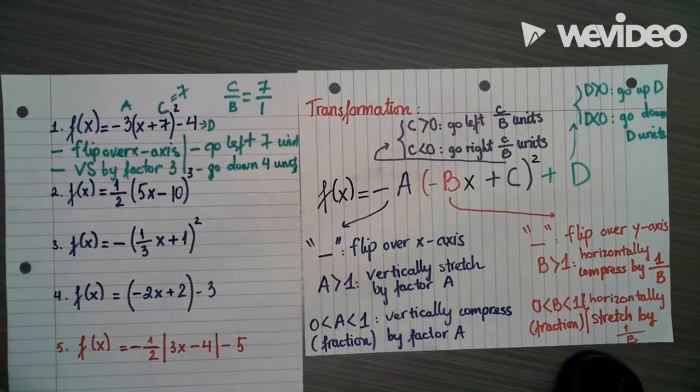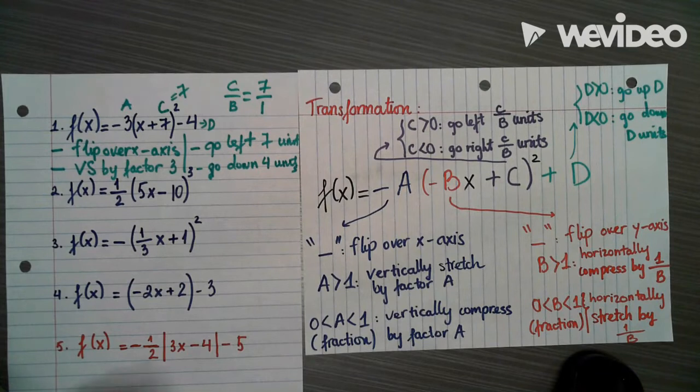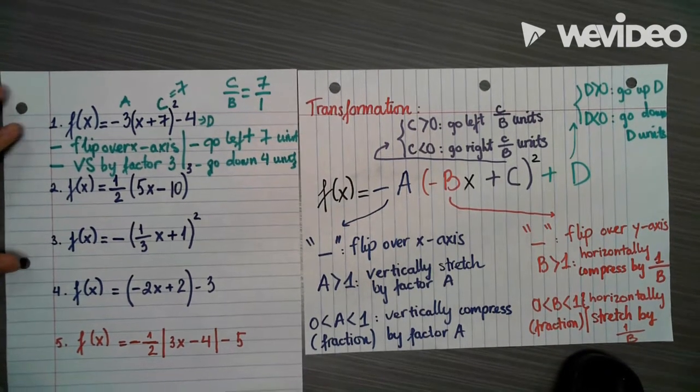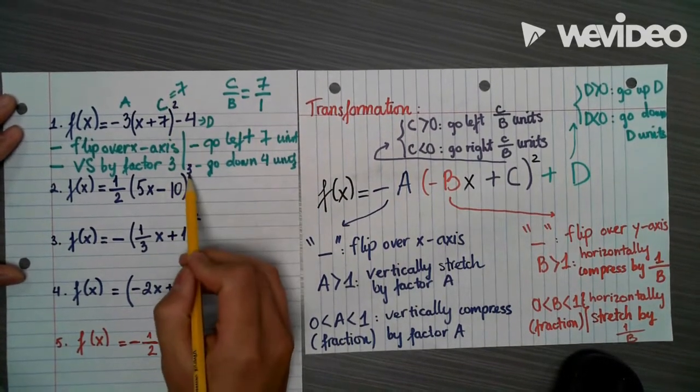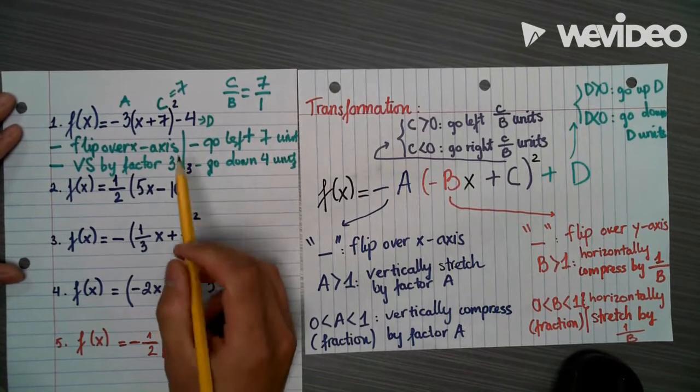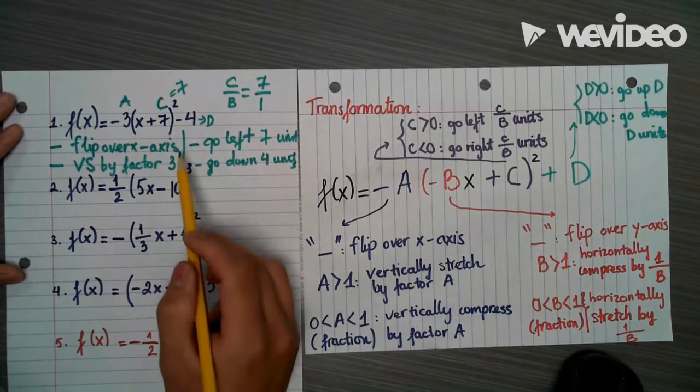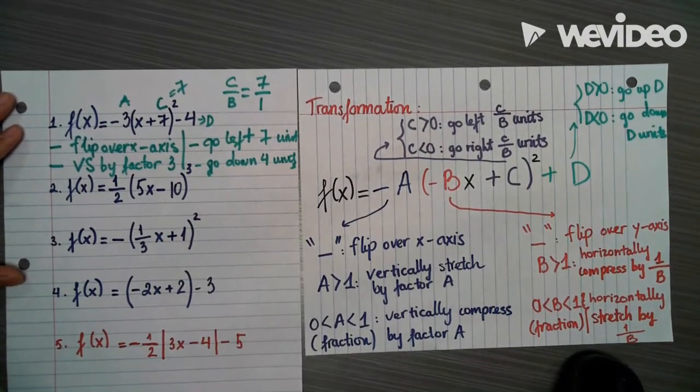Like this. We're done with the first one. Describe the transformation. Let's go ahead and do the second one. As you can see, this one is a quadratic function, and this one is a cubic function. I just do not care what function it is. I will do exactly the same thing.